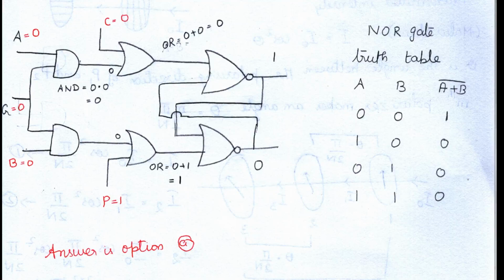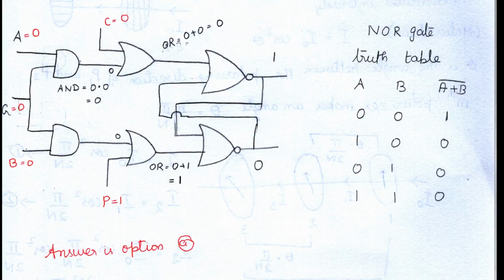So for the second row, they have given G value is 0, A value is 0, B value is also 0. The AND gate Boolean expression is the multiplication of both the inputs. So one input is 0, another input also 0. Therefore, the output from the first AND gate is 0. We will see the bottom AND gate. Here also both the inputs are 0. Therefore, the output is also 0.